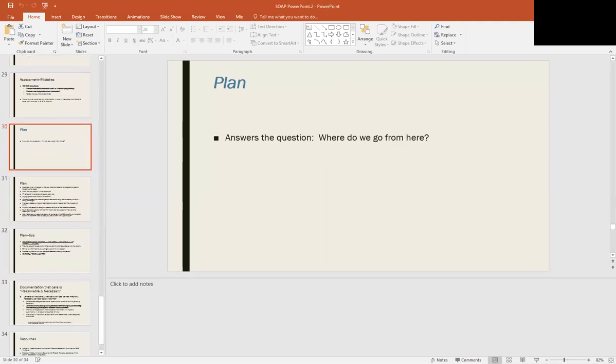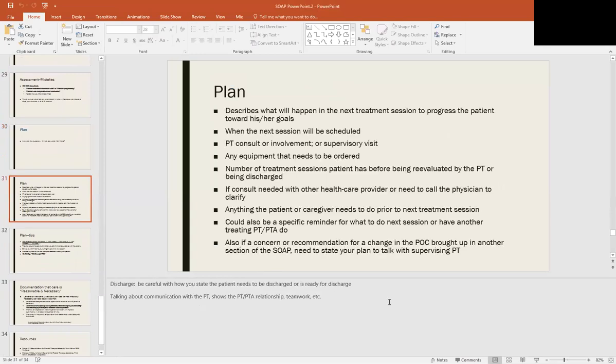Okay, lastly, we have plan. So the plan part of the SOAP note answers the question, where do we go from here? Okay. So the plan describes what is going to happen in the next treatment session to progress the patient towards his or her goals. It could include when the next treatment session is scheduled. If you had to consult with the PT or any involvement with the PT, you'd write it in the plan, or if it is a supervisory visit. Any equipment that you need to order and that helps serve as a reminder to you or the next person that's going to come along and see them.